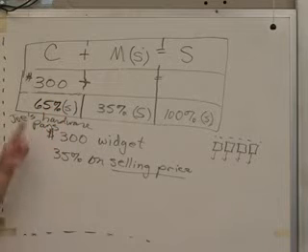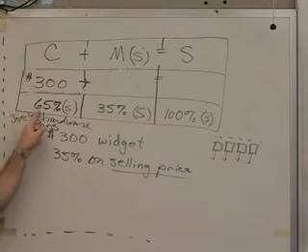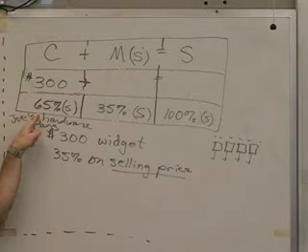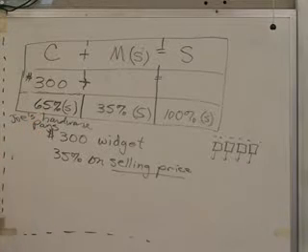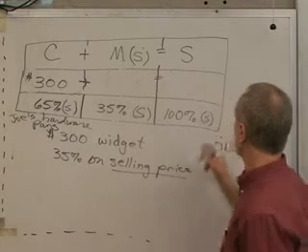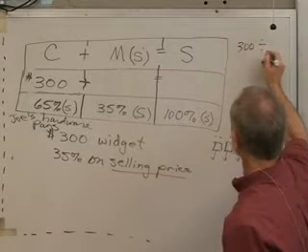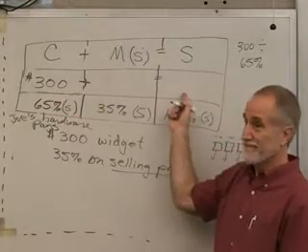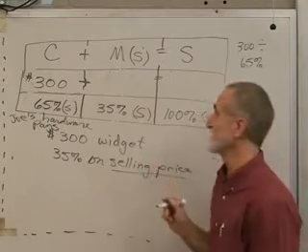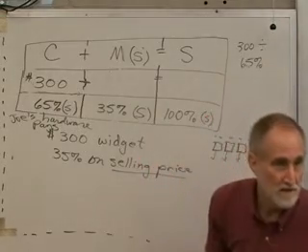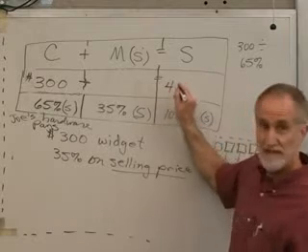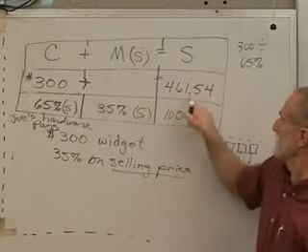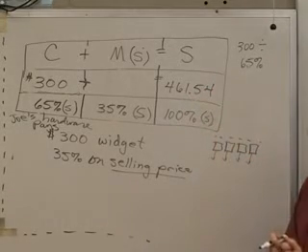So $300 equals 65% of the selling price. So to find the selling price, I take this top number and divide it by this bottom percent. So take 300 divided by 65%. Now that should give us a bigger number than 300, right? We've got to sell it for more than what we paid, or we're going to go out of business really quickly. What do we get? 461.54? All right, thank you. Does that look good to everybody? 461.54 to the nearest penny.